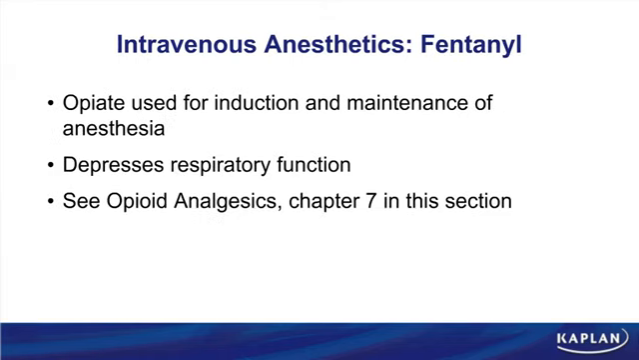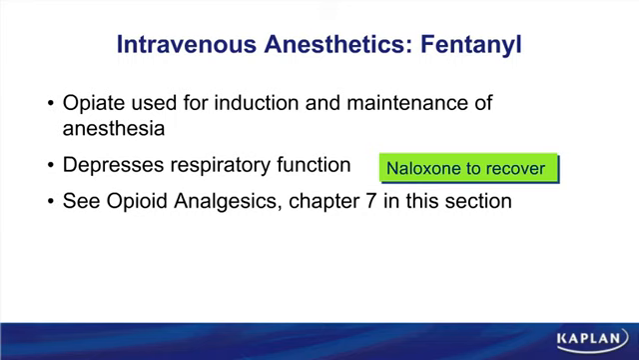The next IV anesthetic is fentanyl. This drug is an opiate used for induction and maintenance of anesthesia. Maybe one of the more outstanding properties of this drug is that it's 80 times more potent than morphine. It actually makes this drug a candidate for abuse among physicians. Be careful, don't do that, by the way. But fentanyl is great as an anesthetic. It does depress respiratory function, so we have the antidote naloxone to recover if necessary.